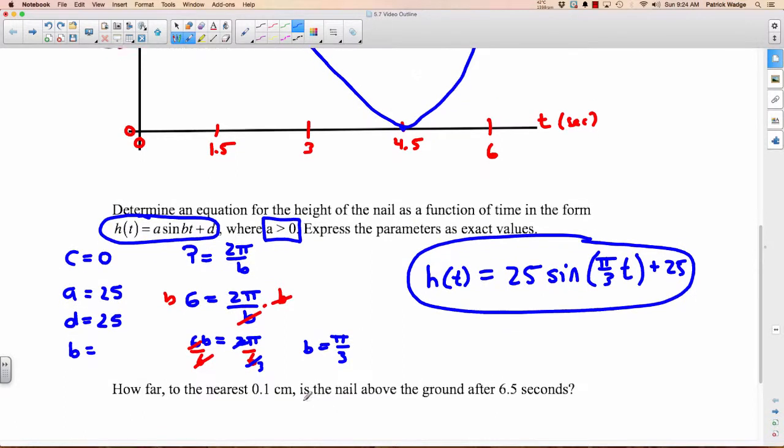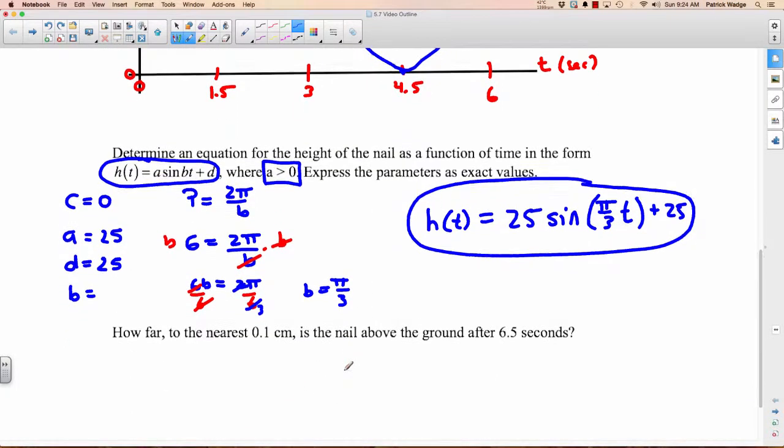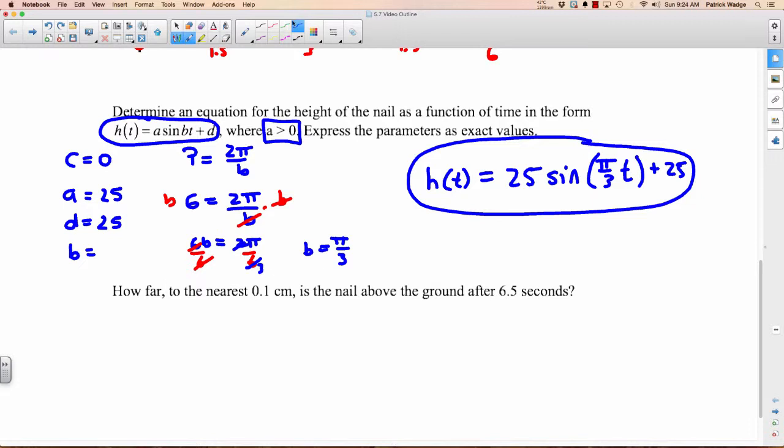How far to the nearest 0.1 centimeter is the nail above the ground after 6.5 seconds? So again, there's two ways you could solve this. One way is you could take the 6.5 and plug it in here and solve, and the other way you could do it is to graph this. Let's do the plugging in method.